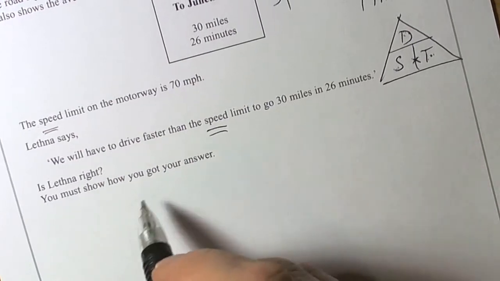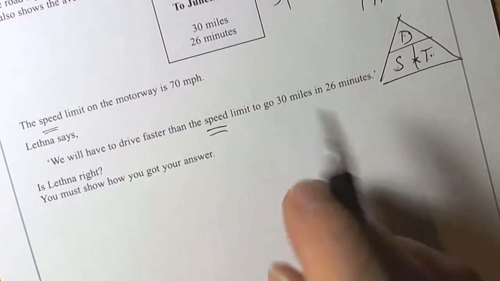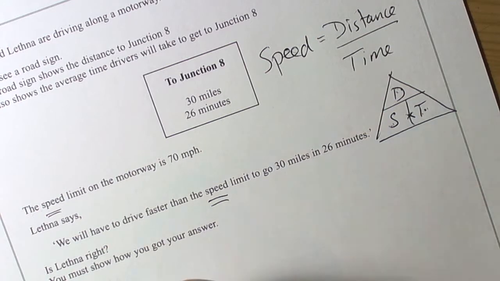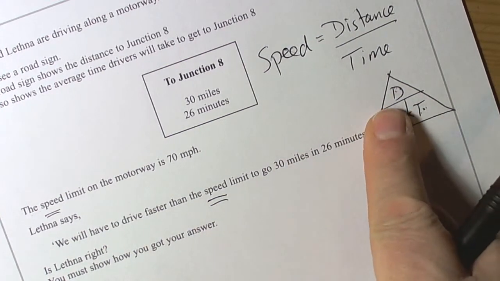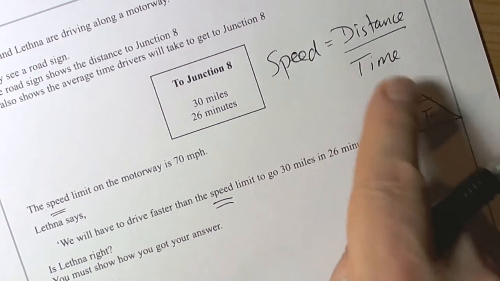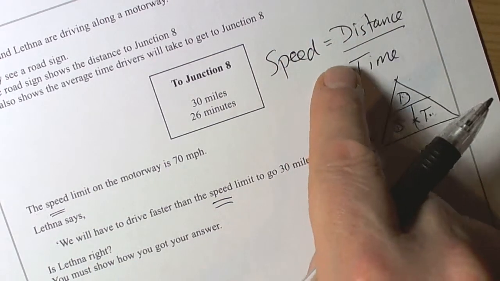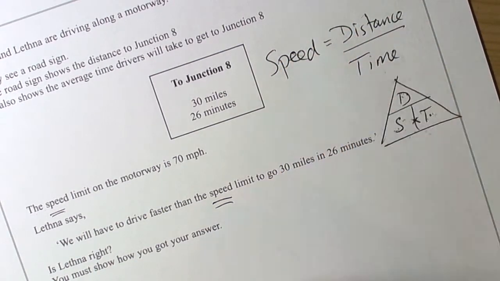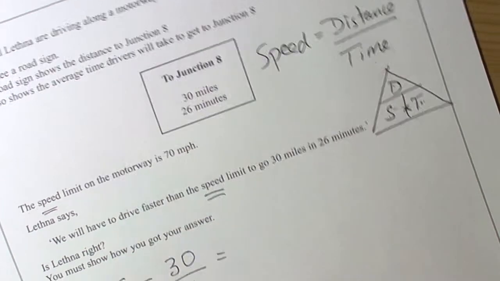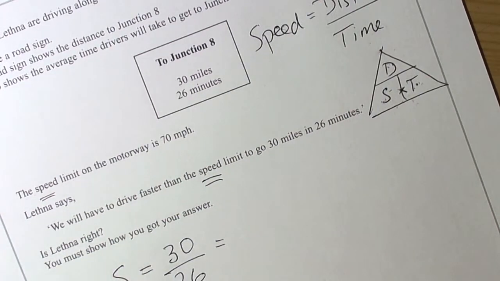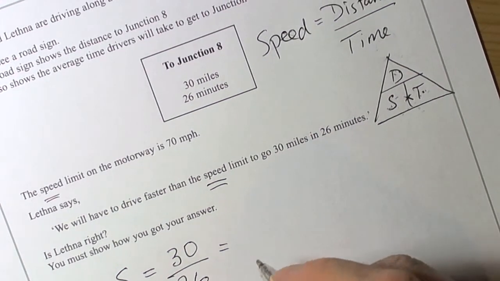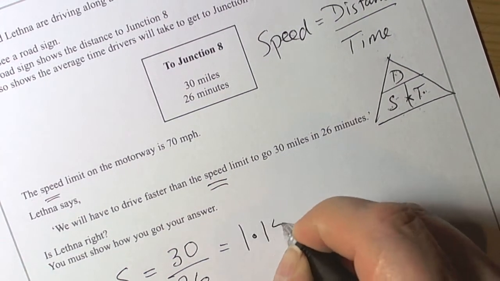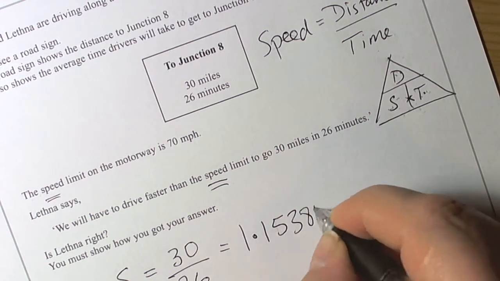So let's have a look at how we can work this question out. We will have to drive faster than the speed limit, so we're going to have to work out the speed itself. We can either cover up speed and realise we're going to do distance divided by time, or we can use the formula in written form. So the speed is equal to the distance divided by the time. So 30 divided by 26 equals. Always write down everything off the calculator before you do any rounding.